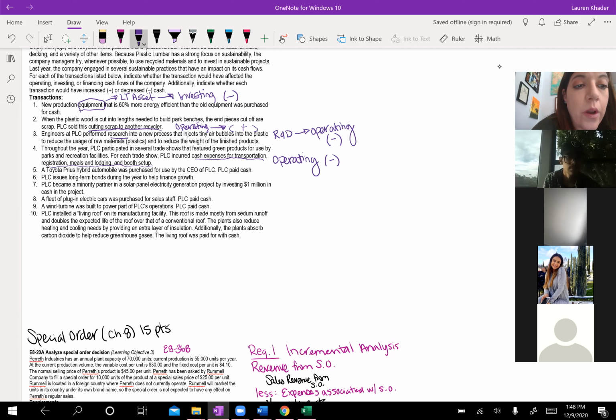Number 5, a Toyota Prius hybrid automobile was purchased for use by the CEO of PLC. PLC paid cash. Is it an operating one? No. Vehicle purchase. Vehicles purchased, so it's a long-term asset. Therefore, it's investing. And you paid cash, so it's an outflow.